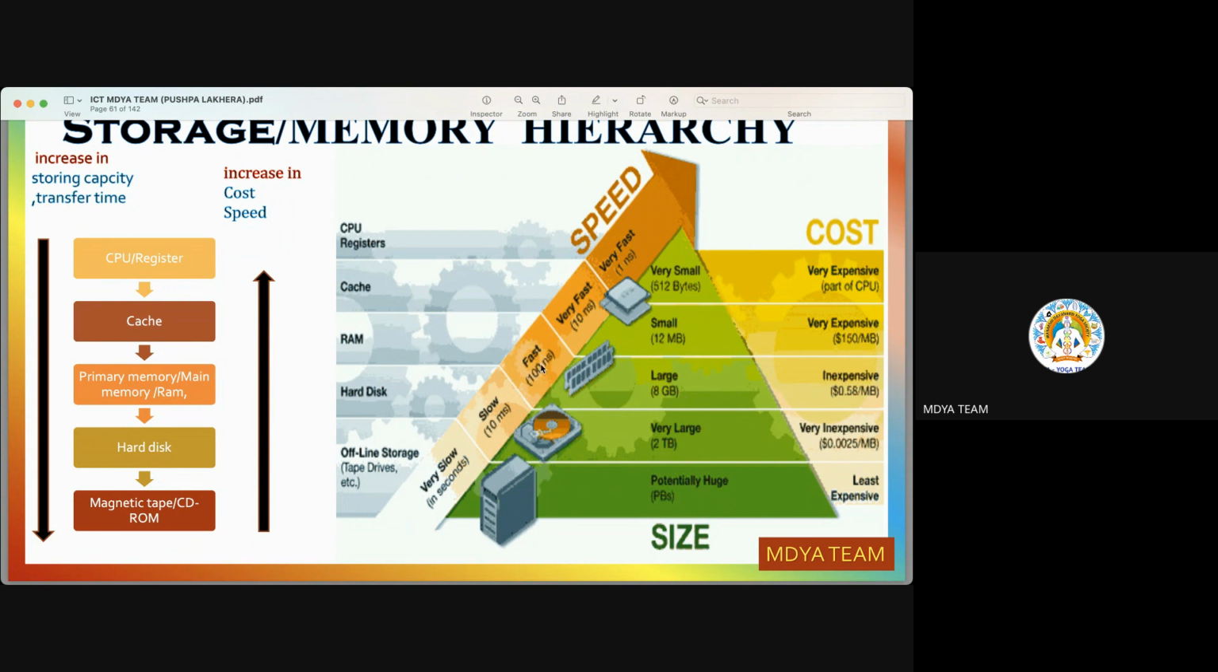Then there is RAM. RAM is faster as compared to the hard disk, having a speed of 100 nanoseconds. Milliseconds means 10 raised to minus 3 seconds, while this is 10 raised to minus 9 seconds. It is faster and not that large, but has some size, and its storage capacity will be 8 gigabytes. This one has 2 terabytes.